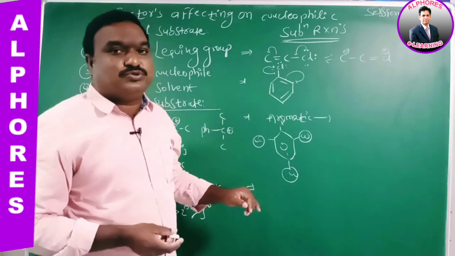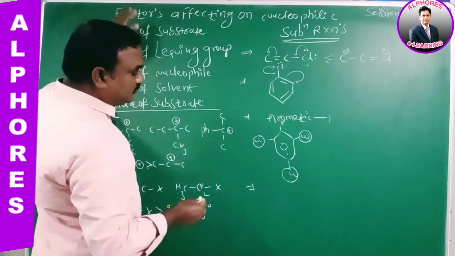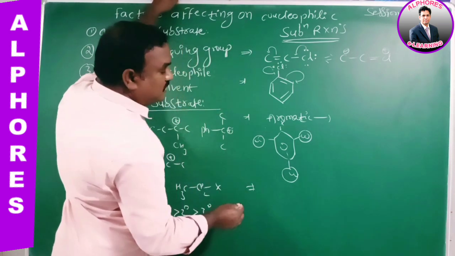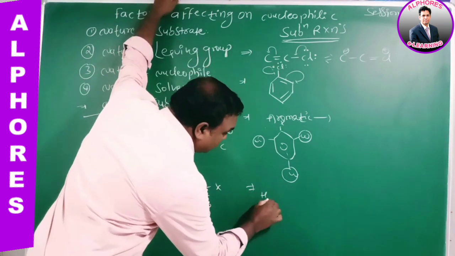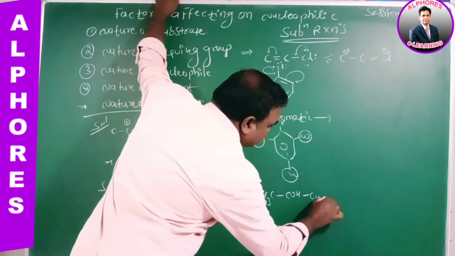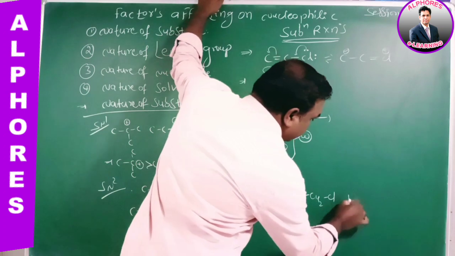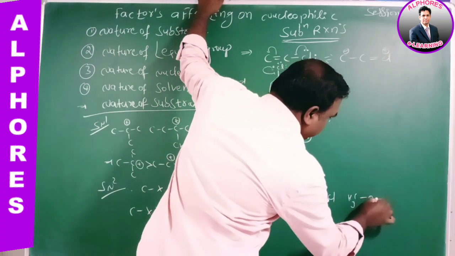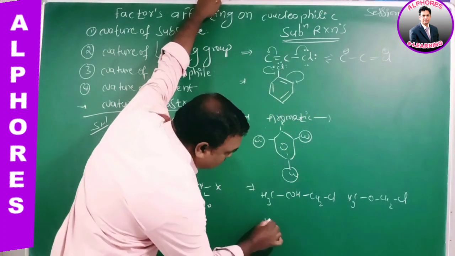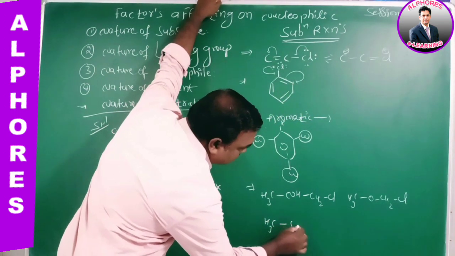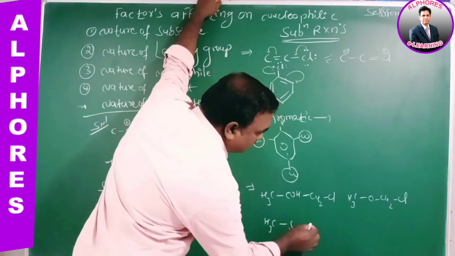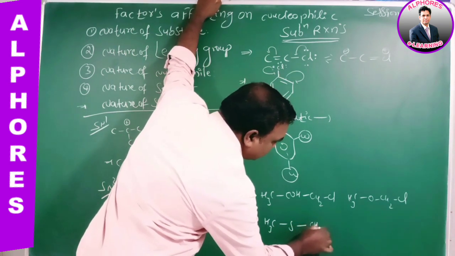Nucleophilic substitution reactions. For example, here CH3 is given, here NH is given, here CH2Cl is given. Again CH3 is given, here O is given, again CH2Cl is given. Again CH3 is given, S is given, SH is given like this, or here CH2Cl is given.